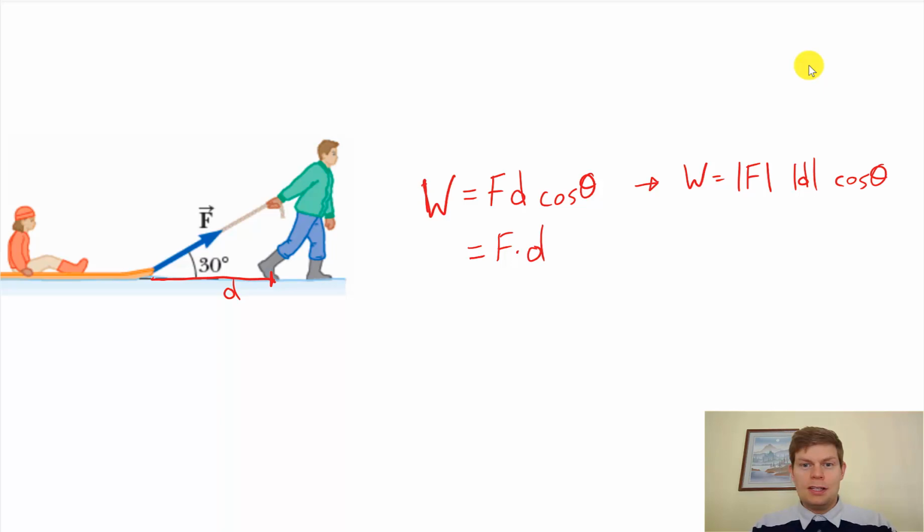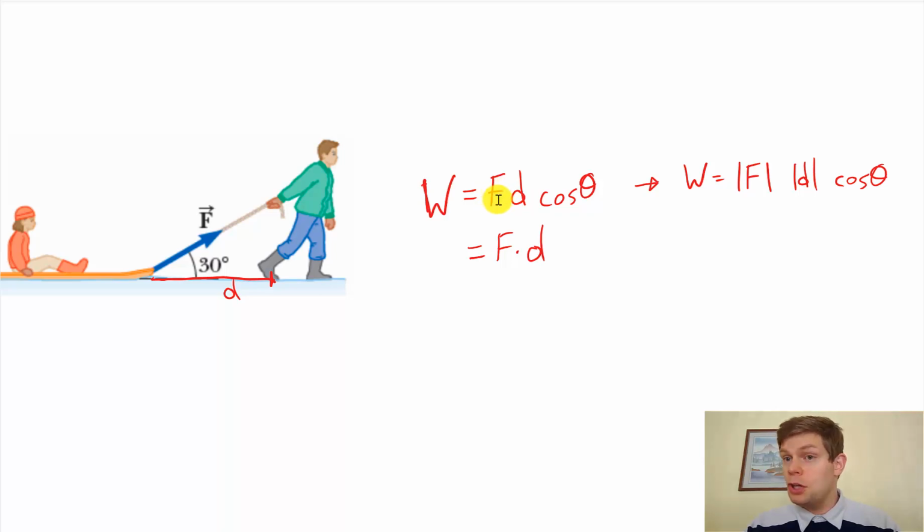Hey guys, let's talk about dot products and angles. First, let's go back to where we use this in physics. One of my favorites is work equals force times distance times cos theta. The reason we have this cos theta is that the component of the force in the direction of the displacement is what does the work.